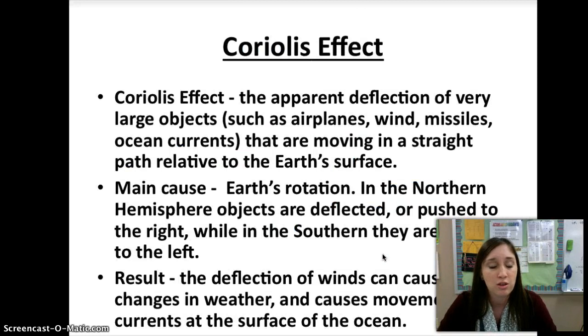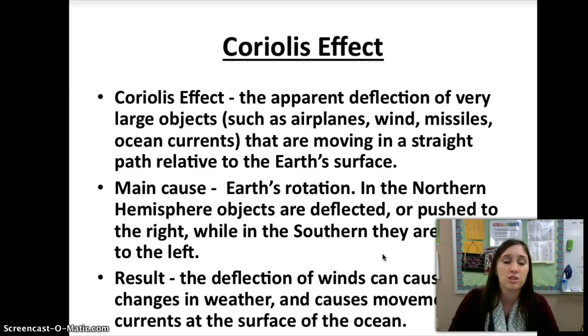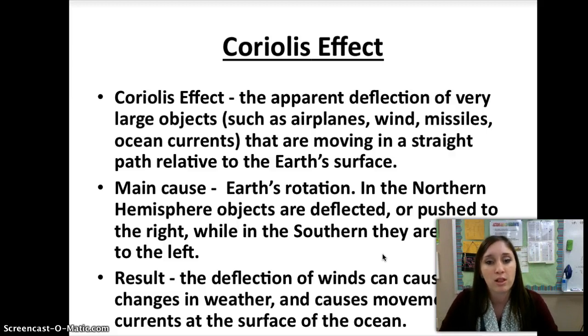Another thing that you need to know is the Coriolis effect. It is the apparent deflection of very large objects such as airplanes, wind, missiles, ocean currents that are moving in a straight path relative to Earth's surface. Okay, so let's think about this. The Earth is rotating, right? And because it is rotating, things cannot travel in a straight path. Airplanes, wind, missiles, ocean currents are all affected by this effect.